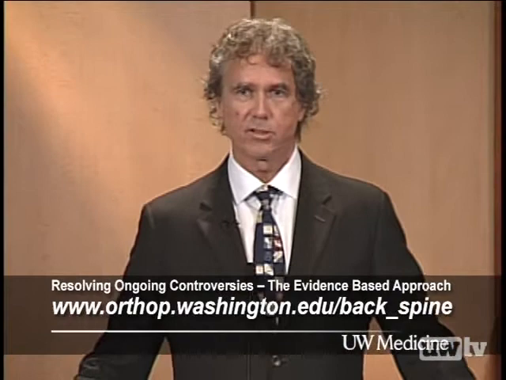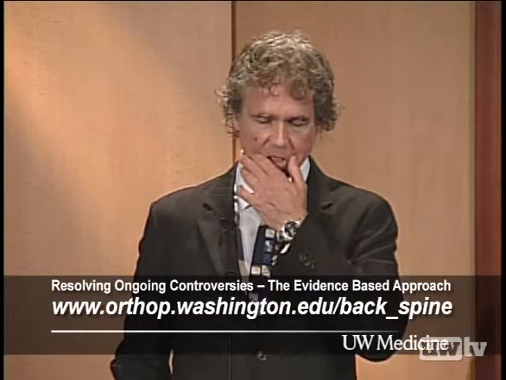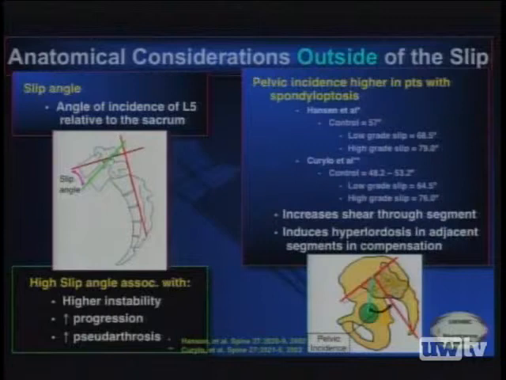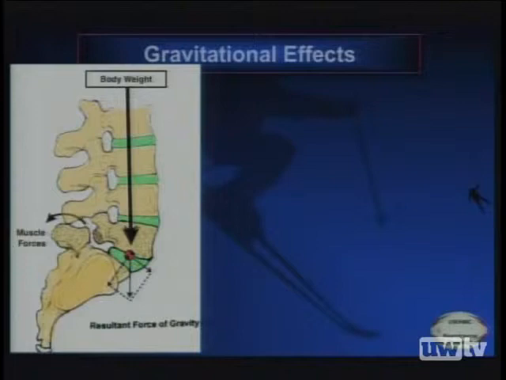Well, I'm going to start a bit in reductio ad absurdum and start with the high grades and work backwards, because I think the high grades illustrate some important points. Now, we know that there are certain anatomical constructs outside of the degree of slip that play a big role in the slip itself and in the response to treatment. Increased slip angle and abnormal pelvic incidence are related to higher instability, increased risk of progression, and increased risk of postoperative pseudarthrosis. We're really dealing with gravity, that great equalizer for all spine procedures.